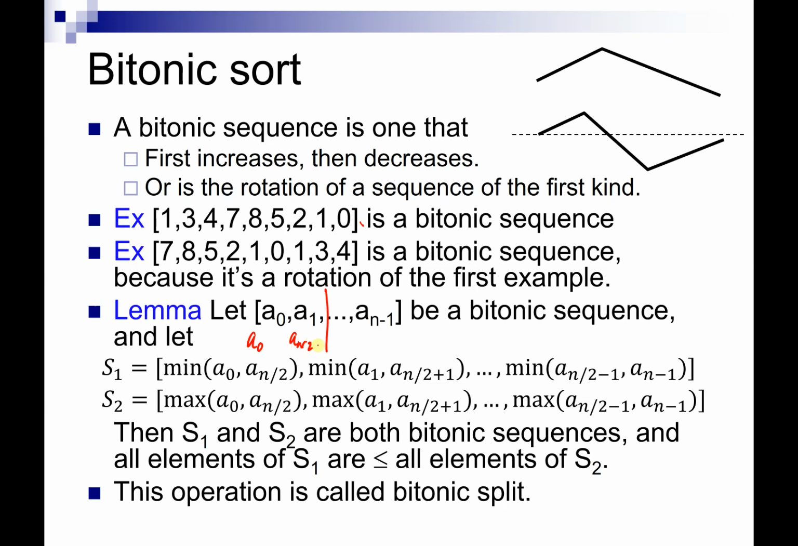N divided by 2 minus 1. Okay, and the rest of it starts at a of n over 2 and goes up to a of n minus 1. Okay, and now what we're going to do is match up corresponding values like this.